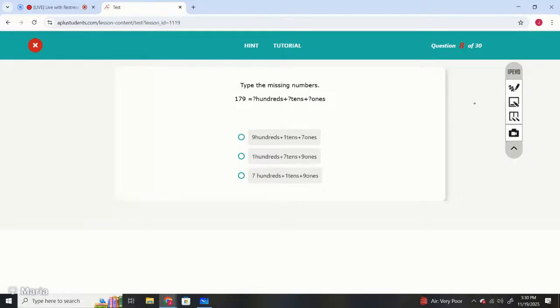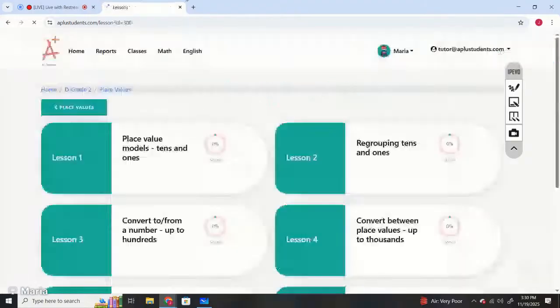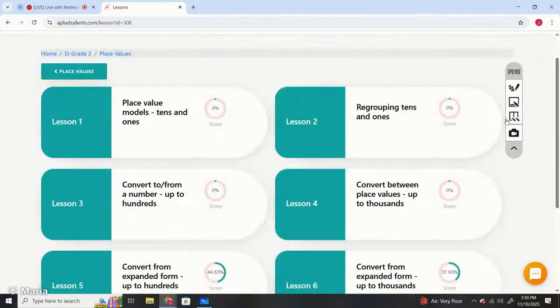Okay, you can complete the lesson by yourself later today. Let me just move on to the next lesson. The next lesson is convert between place values up to thousands.